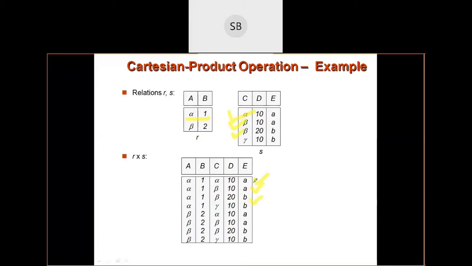You have to display this record. Then alpha 1 is multiplied by gamma 10b. So you have to display this record. Then next, this beta 2 is multiplied by alpha 10a. So you have to display beta 2 alpha 10a, then beta 2 beta 10a, and beta 2 beta 20b. So you have to display this beta 2 beta 20b, and then finally beta 2 alpha 10b.